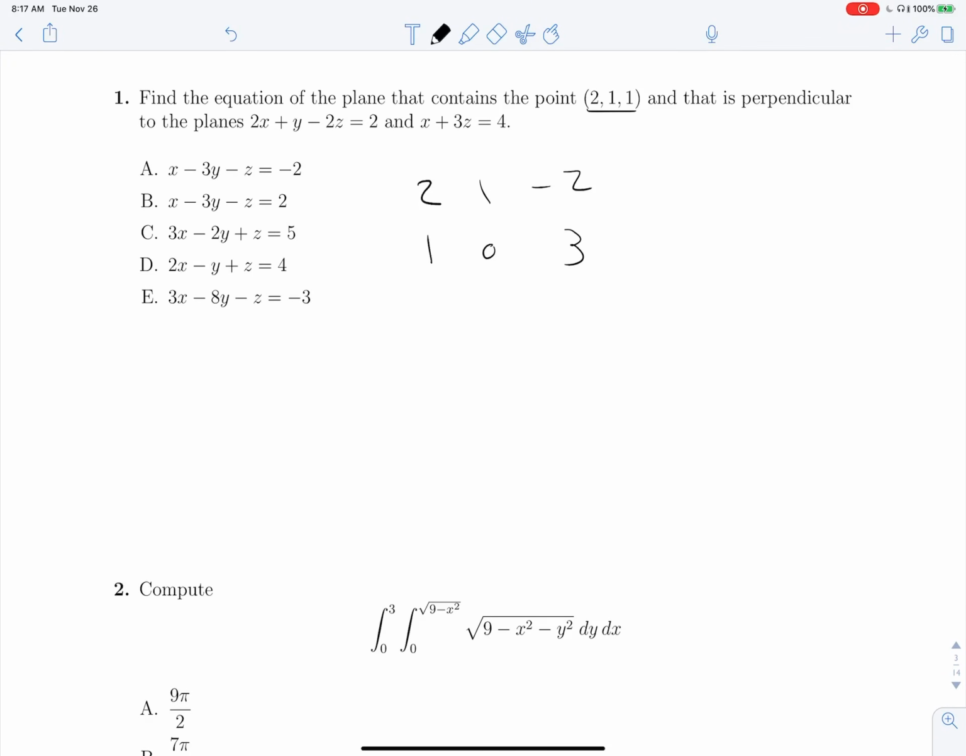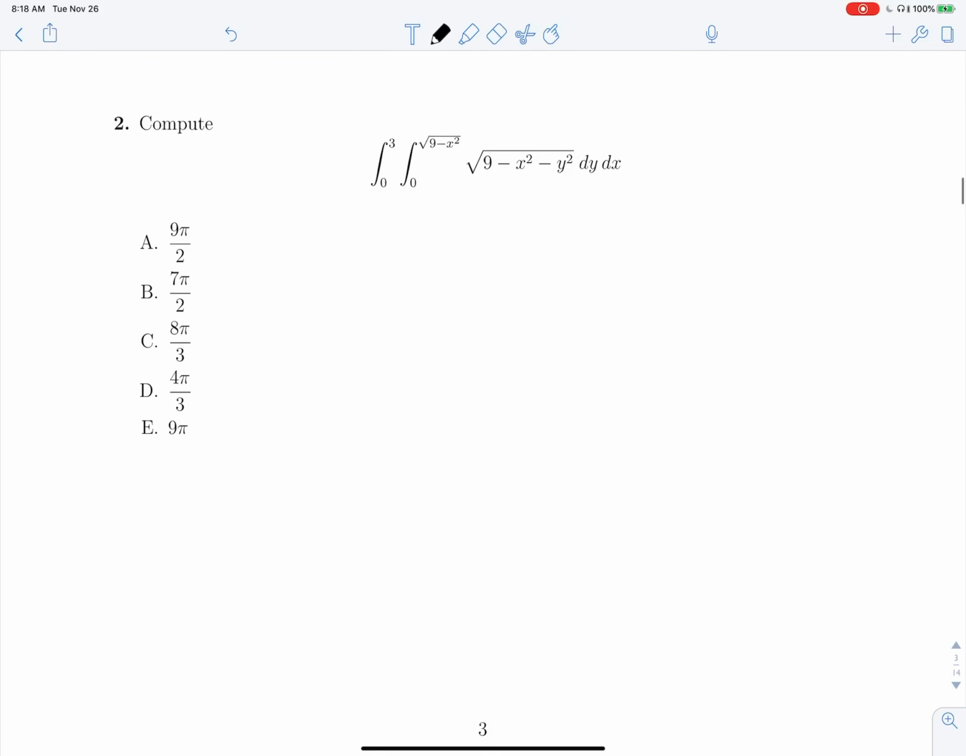And computing this cross product, we will get 3 and 8 and -1. And if you want to on your own, you can plug the point 2, 1, 1 in, and it will match the constant that we get for answer E. But since it's the only answer that has 3, 8, and -1 in it, that is our answer.